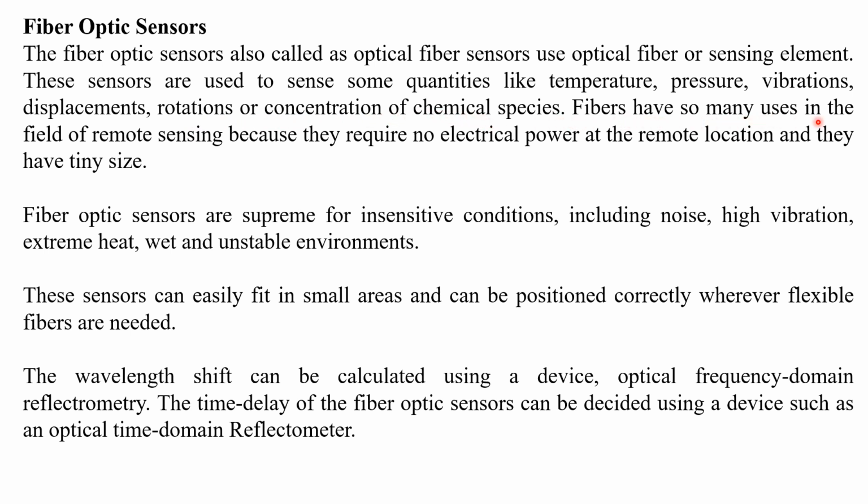Fibers have so many uses in the field of remote sensing because they require no electrical power at the remote location and they have a tiny size. Next, fiber optic sensors are supreme for insensitive conditions, including noise, high vibrations, extreme heat, wet, and unstable environments. These sensors can be easily fit in small areas and can be positioned correctly wherever flexible fibers are needed, because optical fibers are very flexible in nature. They are thin and compact.